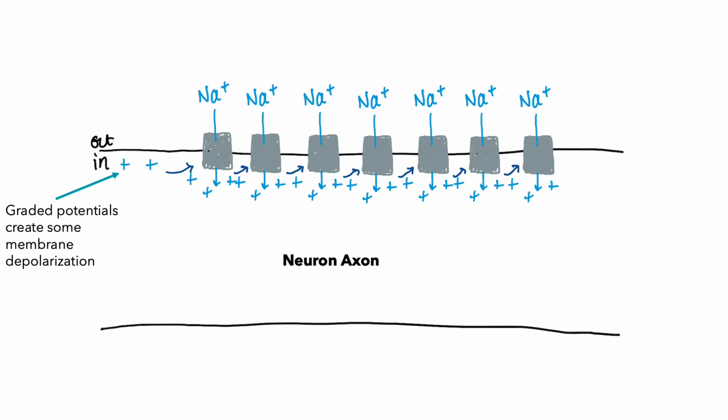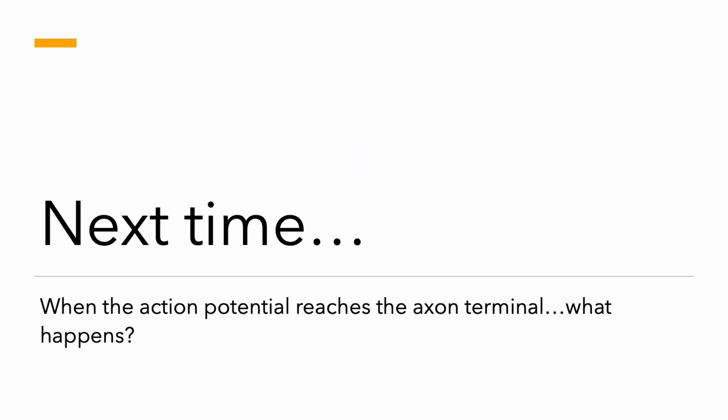Again, the opening of voltage-gated potassium channels, once the membrane is depolarized, allows the membrane to repolarize to resting membrane potential. Next time we will discuss what happens when the action potential reaches the axon terminal.